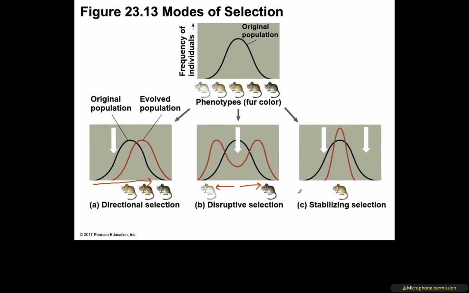Stabilizing selection is going to select for the intermediate. So you're going to get a lot more individuals in the population having the intermediate color, and you're going to have less or none of the extremes. You're not going to have the white, you're not going to have the black, you're going to have a lot less of the light brown, a lot less of the dark brown, and you're going to stabilize around the medium brown.